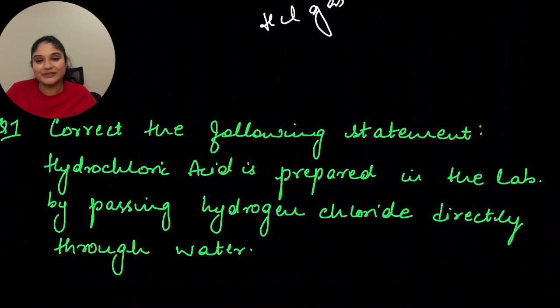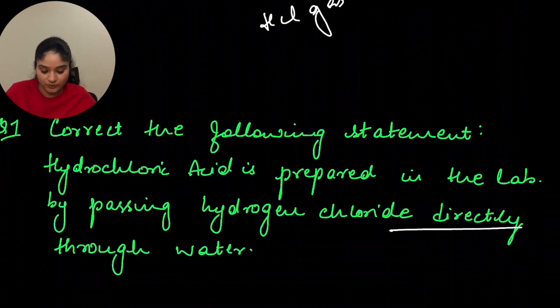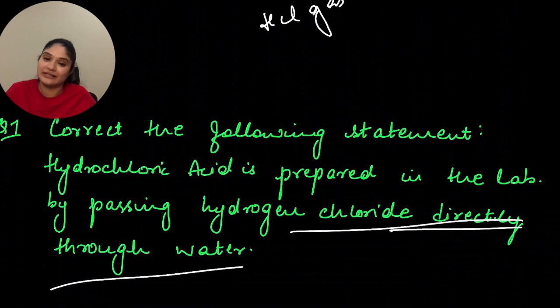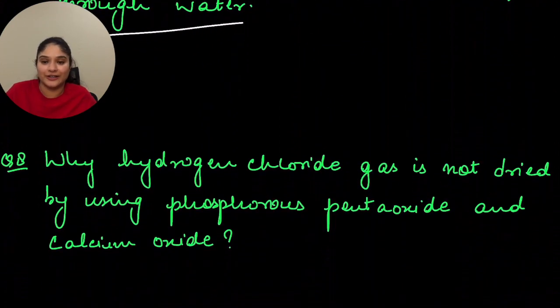Let's move on to the seventh question. Correct the following statement. The statement says, hydrochloric acid is prepared in the lab by passing hydrogen chloride directly through water. So how can we correct this? Instead of directly passing it through water, you use an inverted funnel arrangement to pass it through water. So that is how you can correct it. You use an inverted funnel arrangement.